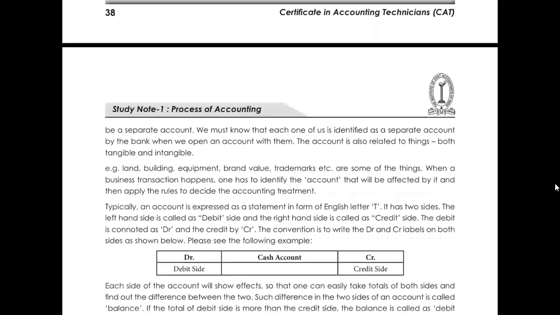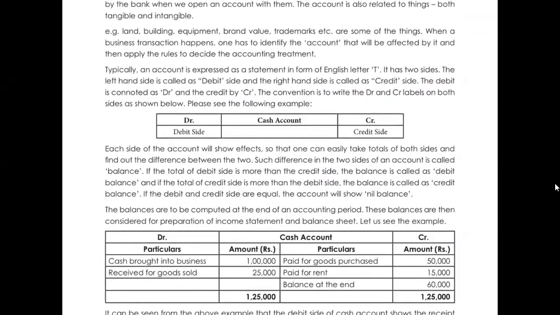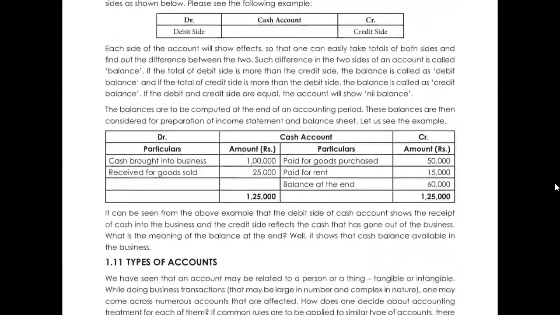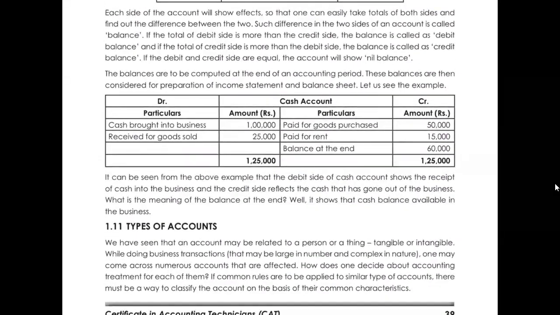Now, what are the rules which we have talked about? For every account, we have two sides, that is the debit side and the credit side. Whenever the cash is coming in, what will we do? We will debit.